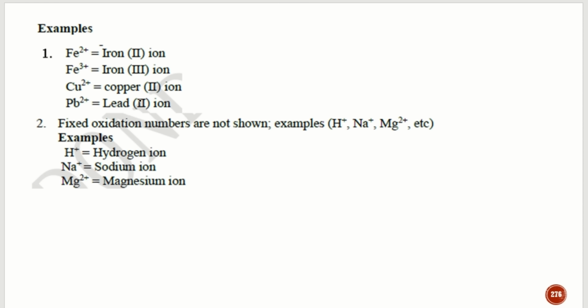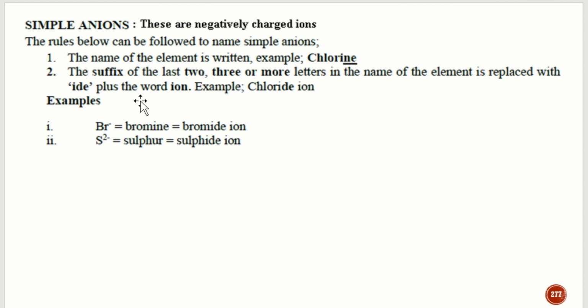Let's go to simple anions. When we talk about anions, these are negatively charged ions. So ions or elements that carry negative charges are called anions. How would we name an anion? To name an anion, you first of all need to identify the name of the element. When you do that, the next thing is to take out either 2, 3, or more letters in the ending of the word, which is called the suffix.